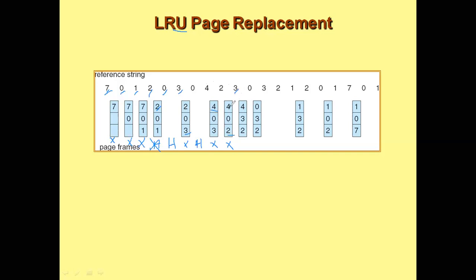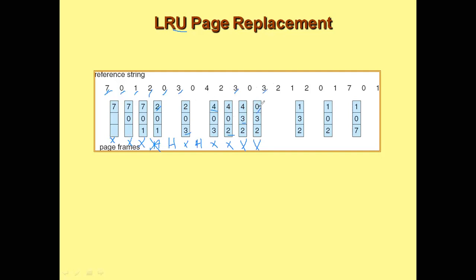Coming to the next page, 3. 3 is not in the main memory, so it is a page fault. Which one should you replace? Can you replace 2? No. Can you replace 4? No. You should be replacing 0. So 0 is replaced with 3. Coming to 0. Is 0 in the main memory? No, so it's a page fault. Can you replace 3? No, because it is used recently. 2? No. What about 4? Yes, because it is least recently used. So 4 is replaced with 0.